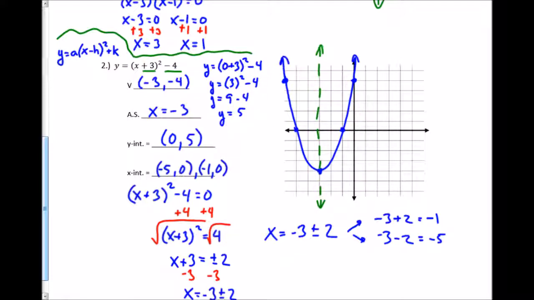So again, y-intercept, I plug a 0 in for x. X-intercept, I plug a 0 in for y. And I solve using the square root this time. Okay?